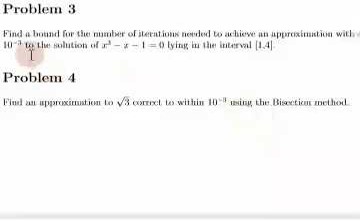Now we are going to discuss the third problem. This problem is similar to the previous one. Find a bound for the number of iterations needed to achieve an approximation with accuracy 10 to the minus 3 to the solution of this equation in the interval [1, 4], right? All right.